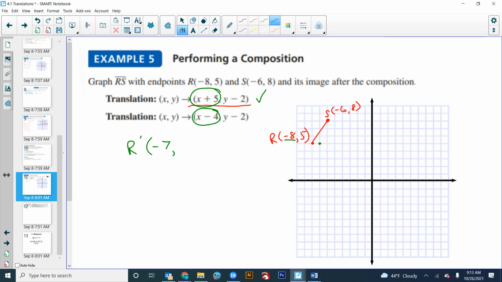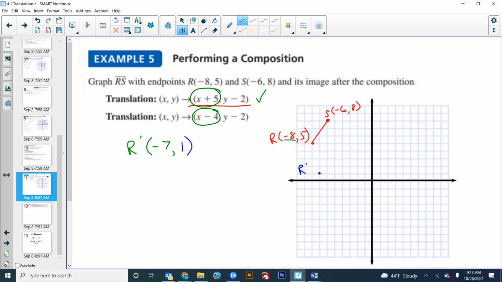So I moved right 5, left 4. I go down 2 and down 2 more. This is the point I meant to put. I shouldn't have put a green point. It's kind of like a placeholder. I put the green point as to where my x value is, but then I had to move down 2 and down 2 more. So this is where I end up with that combination of translations: -7, 1.